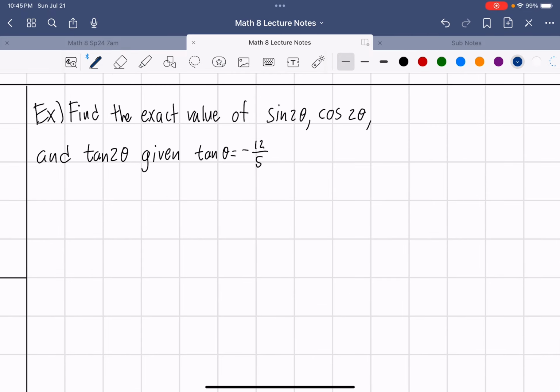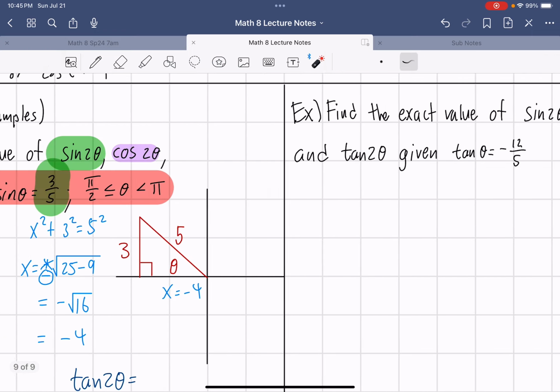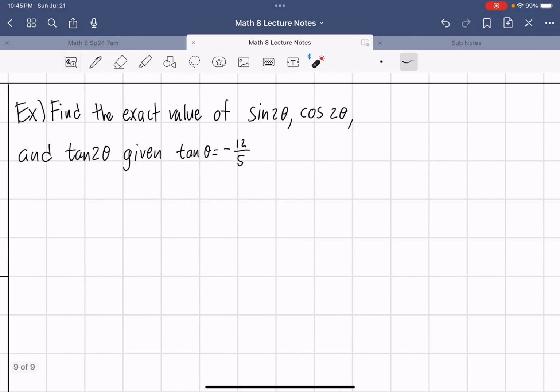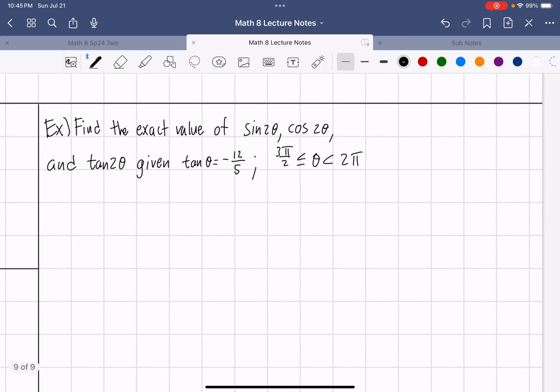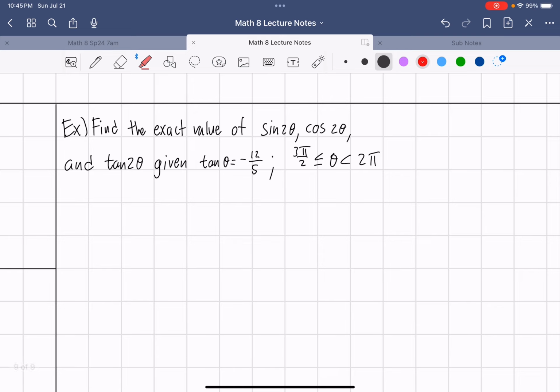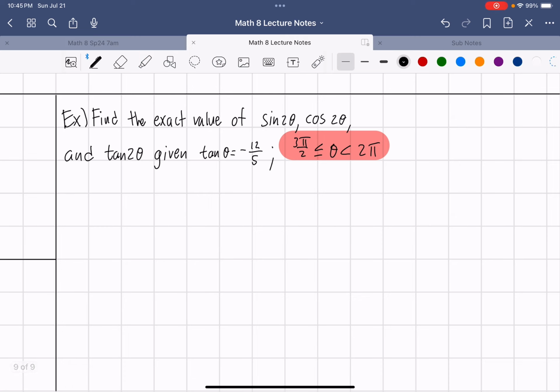Once again, very similar. We have to find the exact values of these double angle identities given tangent theta is equal to -12/5, but limiting theta to be between 3π/2 and 2π. Meaning this is going to be in quadrant, right? We're talking about quadrant 4.